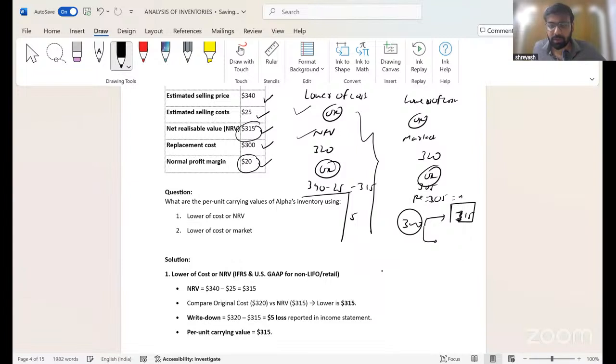Sorry, guys. My bad. What I was saying is, how much is going to be your replacement cost? So the ceiling is 315. The floor is going to be NRV minus normal profit margin. NRV is 315. Normal profit margin is 20. तो उसका बाद क्या हो जाएगा? ये 295 हो जाएगा. So, sir, is my replacement cost within the ceiling and the floor? Yes, it is. So my replacement cost will become my market. And that is what my market is going to be. And 20 rupees is going to be my loss.